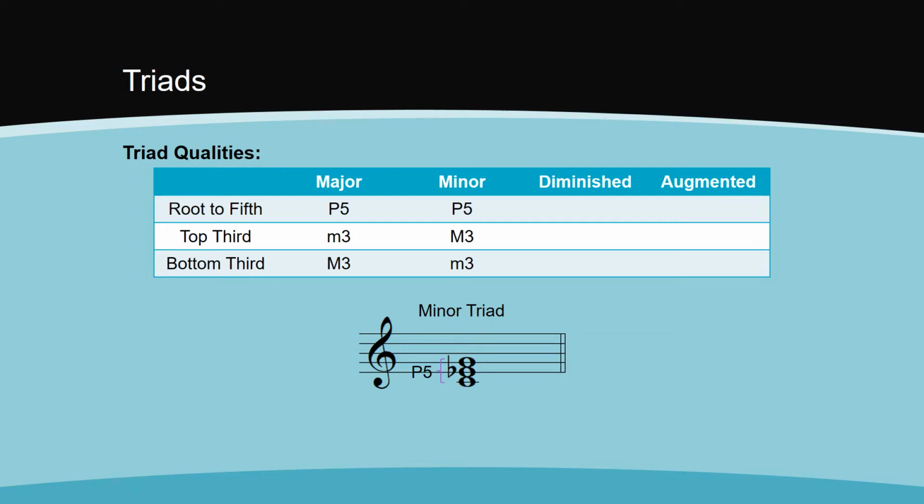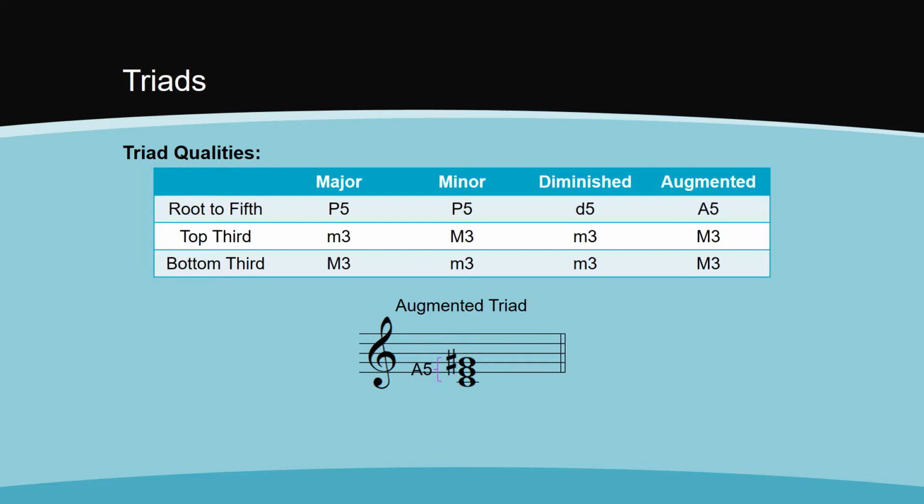A diminished triad is made up of 2 minor thirds stacked on top of each other. It gets its name from the fact that the fifth between the root and the fifth is now a diminished fifth. An augmented triad is made up of 2 major thirds stacked on top of each other. It gets its name from the fact that the fifth between the root and the fifth is now an augmented fifth.